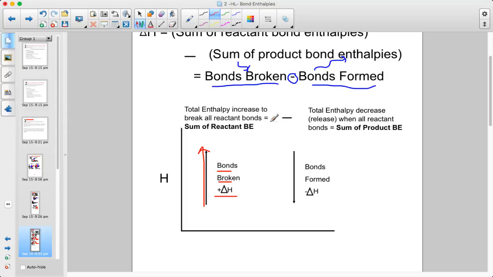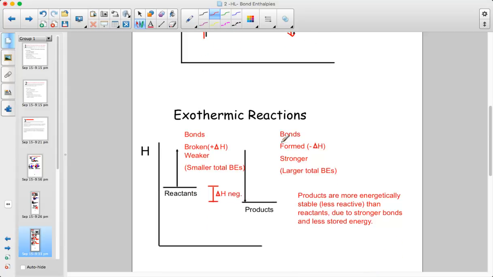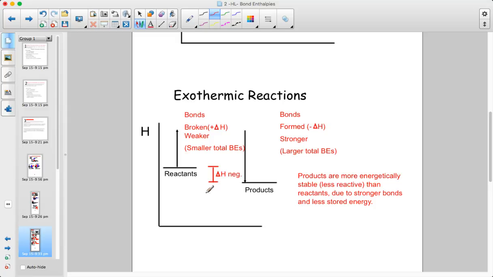Okay. Once you break apart all the atoms, then they can come smashing back together. And when they come smashing back together, that forms new bonds, that releases energy, and that's the negative part. That's why the negative is in there. Okay. So for exothermic reactions, the bonds that you're breaking are weaker than the bonds that you're forming. And so if you put in less energy than you get out, you end up with a net amount of energy being released. And that means that the delta H will be negative. And it also means that you're forming stronger bonds.